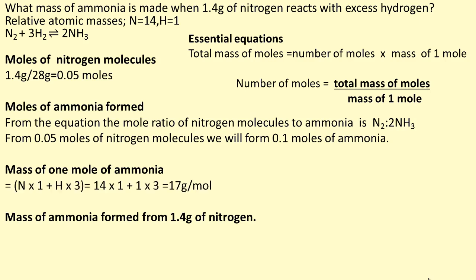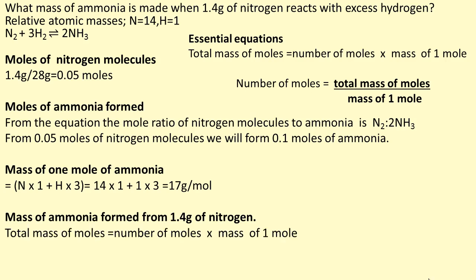We can now calculate the mass of 1 mole of ammonia. The mass of 1 mole of nitrogen atoms times 1 plus the mass of 3 moles of hydrogen atoms will give us a total mass of 17 grams per mole. We can now use this in combination with the number of moles we've calculated of ammonia to work out the fact that the mass of ammonia formed from 1.4 grams of nitrogen is 1.7 grams.